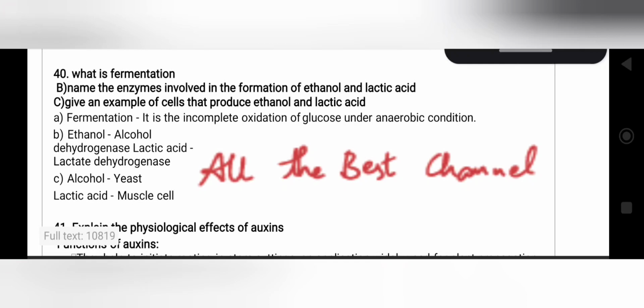Give the example of cells that produce ethanol and lactic acid. Alcohol: yeast. Lactic acid: muscle cell.